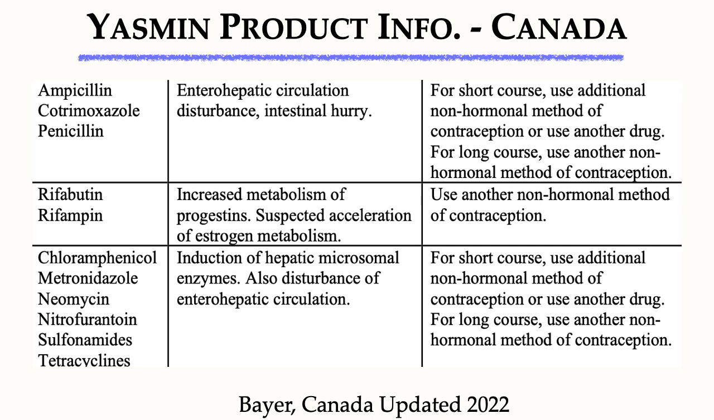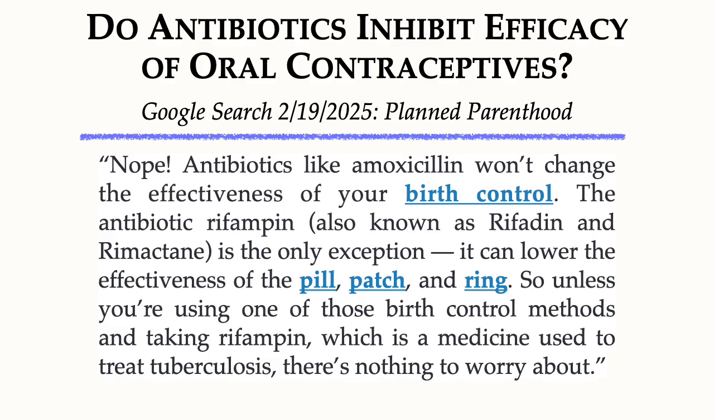Now, Canada does not agree, and they do have information in their products. Yasmin for the U.S. does not have any of these warnings. So it can vary depending on the country. But I did a very recent Google search, just a few days ago, of do antibiotics inhibit efficacy of oral contraceptives? And this one said, nope, antibiotics like amoxicillin won't change the effectiveness of your birth control. Rifampin is the only one that does, and that everybody agrees on. So unless you're using one of those birth control methods and taking rifampin, you don't have to worry about it.